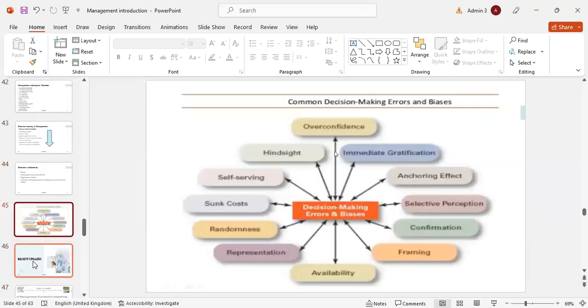decision maker. These are the common decision-making errors or biases due to overconfidence, immediate gratification, anchoring effects, selective perception, confirmation bias, framing bias, availability bias, representation bias, randomness bias, sunk costs, self-serving, hindsight.